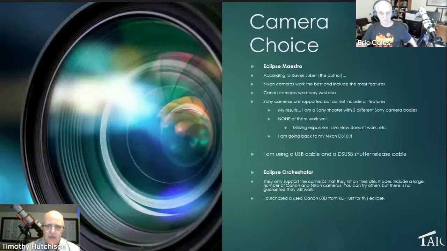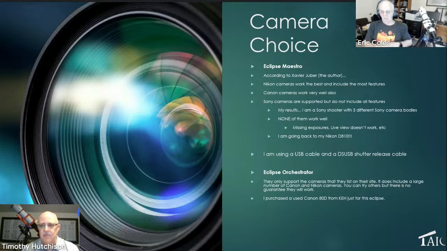Go ahead, next. Eric talked a little bit about camera choice. Camera choice is going to be an important part of what you decide to do here. The author of Eclipse Maestro, Xavier Hubert, and I'm sure I'm saying that wrong because he's French and I'm Italian, so I apologize. But anyway, he recommends Nikon cameras. He said Nikon cameras work the best in his opinion, and they include the most features. He said Canon are also solid, work very well. They may not support all the features.